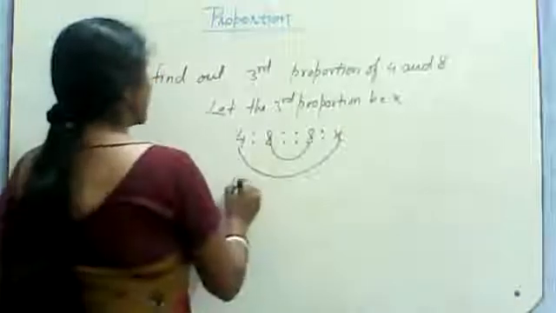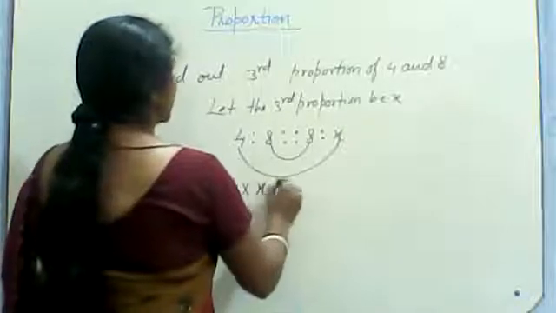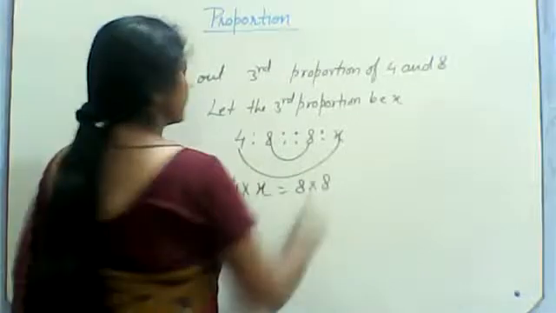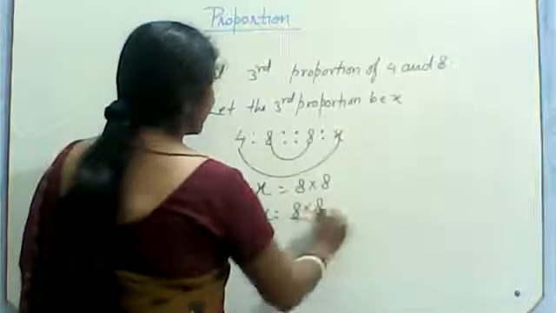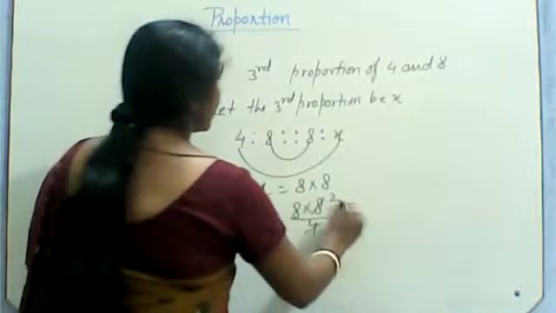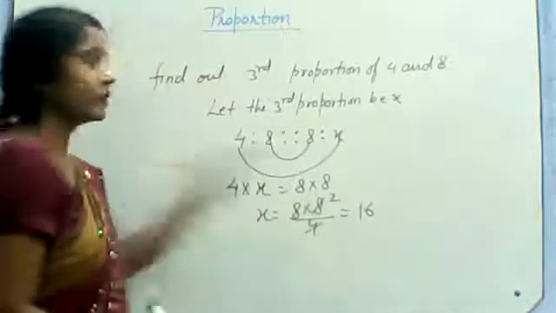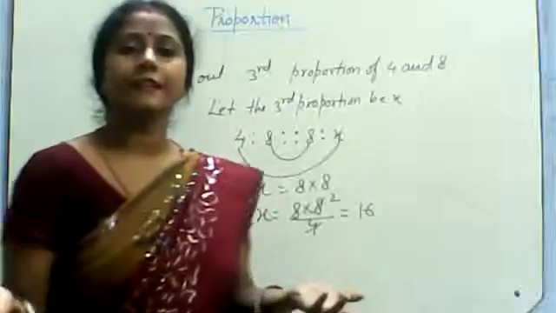So 4 into x equals 8 into 8. So x equals 8 into 8 divided by 4. 64 divided by 4 equals 16. So the third proportion is 16.